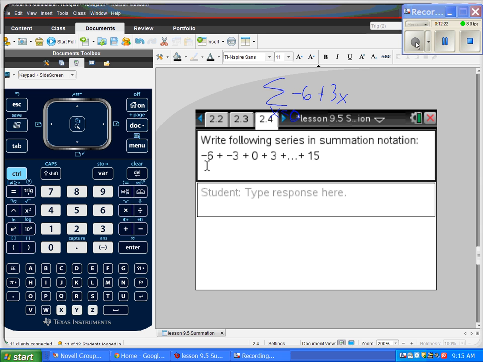If we plug in a 1, what do we get? If we plug in a 2, what do we get? 0. If we plug in a 3, what do we get? 3. Okay, does this look like it's working? So the only last thing to figure out is where do we stop plugging in? Well, we want to get 15, so where would we have to stop plugging in?